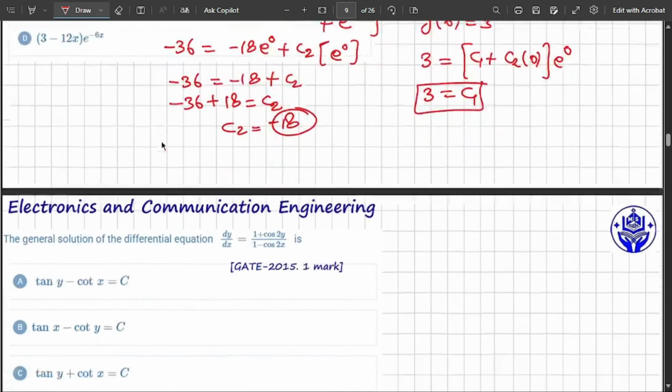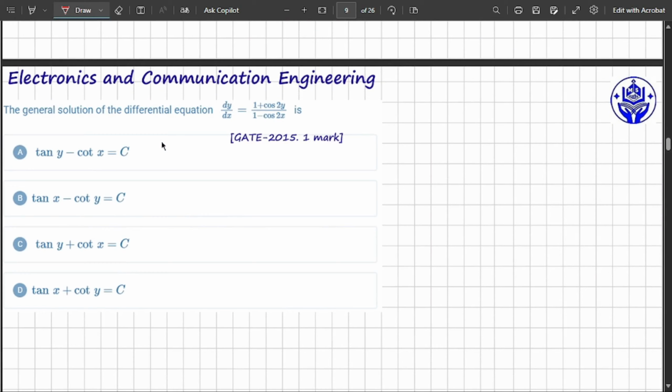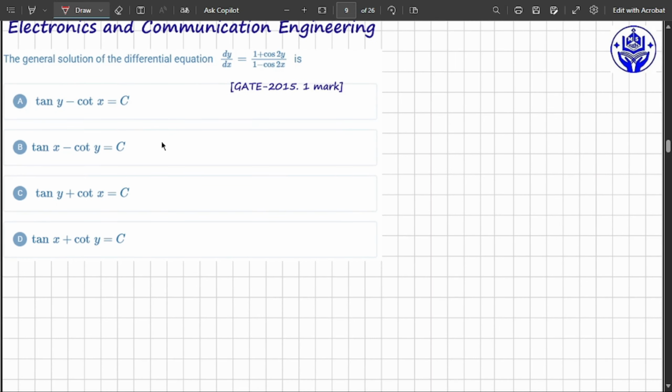Okay, next one. Without taking any kind of shortcut trick, you can solve this in an easy manner. There are simple calculations here. So the next question is related to the general solution of the differential equation. It is basically dy by dx. I can separate it as dy upon 1 plus cos of 2y equals dx upon 1 minus cos of 2x. This is nothing but the variable separation method.